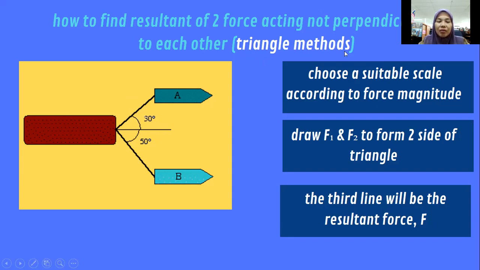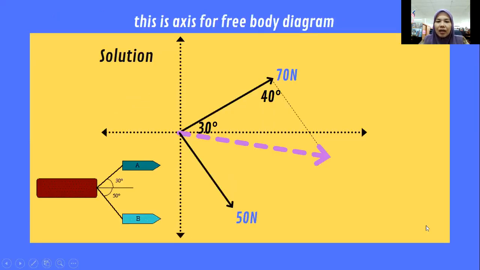Because in the triangle method, you have to draw the triangle. You have to decrease the scale. Draw F1 and F2 to form two sides of the triangle, same as our previous example just now. The third line will be the resultant force. Let's see how we can solve this question. So this is what we consider as F1. You have to consider the direction of the force as well.